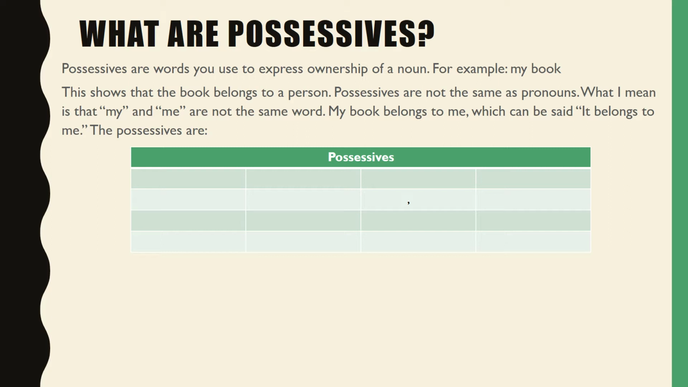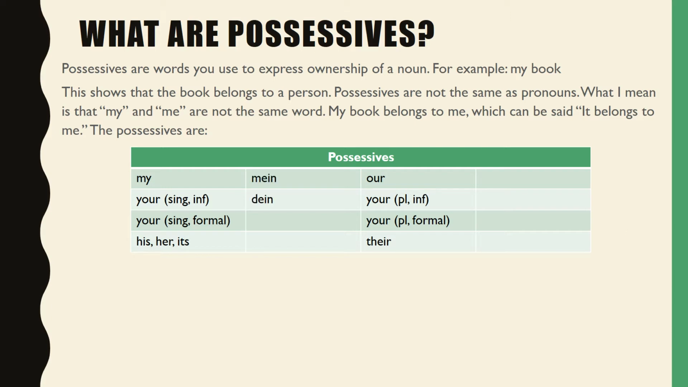The possessives are my, your singular informal, your singular formal, his, her, its, our, your plural informal, your plural formal, and their. In German, these are mein, dein, ihr, sein, ihr, sein, unser, euer, ihr, and ihr.